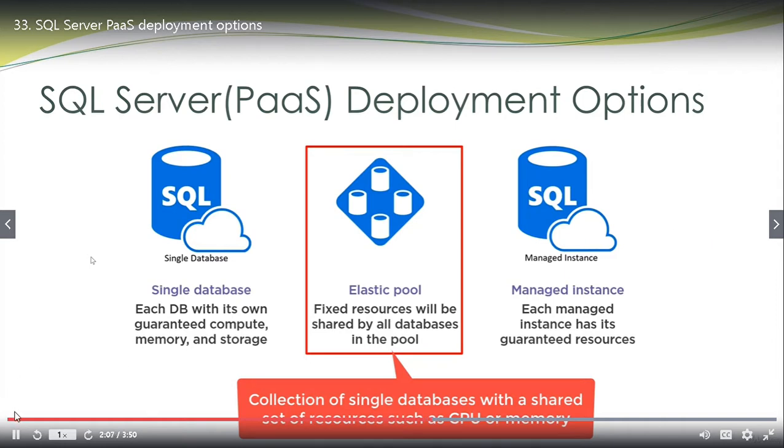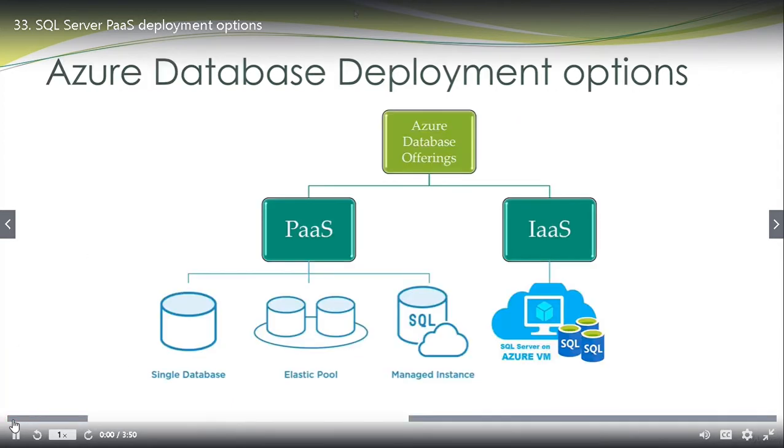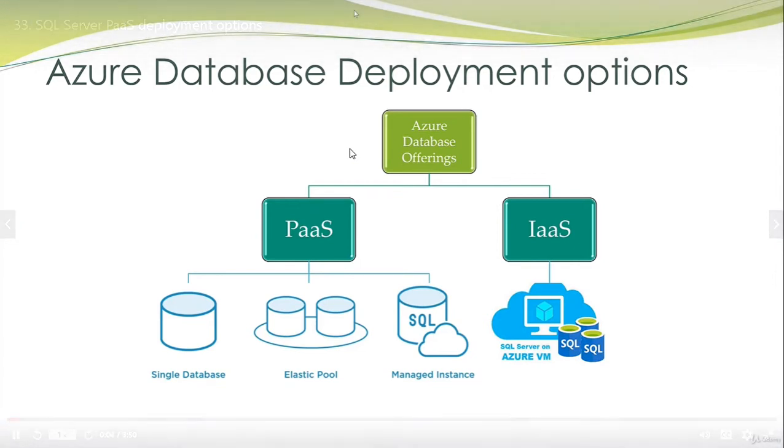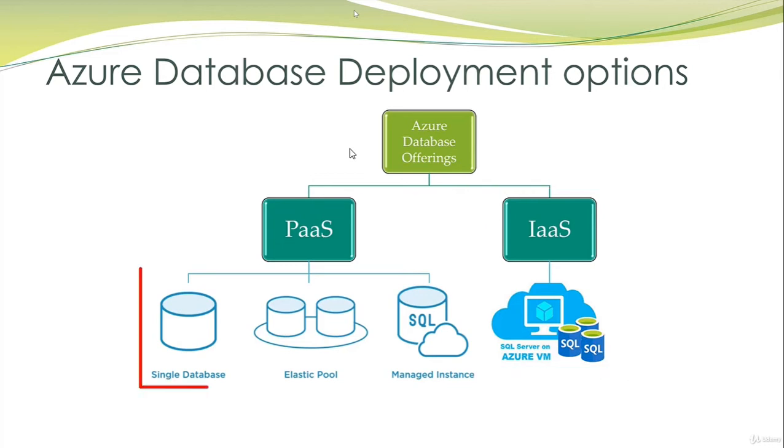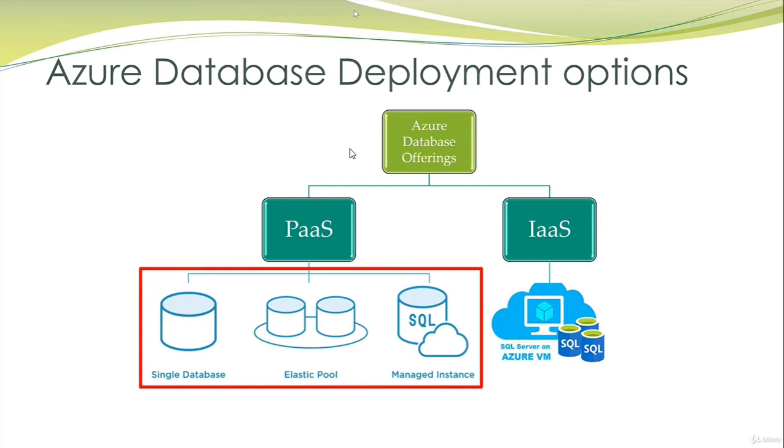As we discussed in the previous lecture, IaaS has a deployment option in a virtual machine. Platform as a service or PaaS has three further deployment options: single database, elastic pool database, and managed instance. So in this lecture, we will be discussing these three PaaS deployment options.